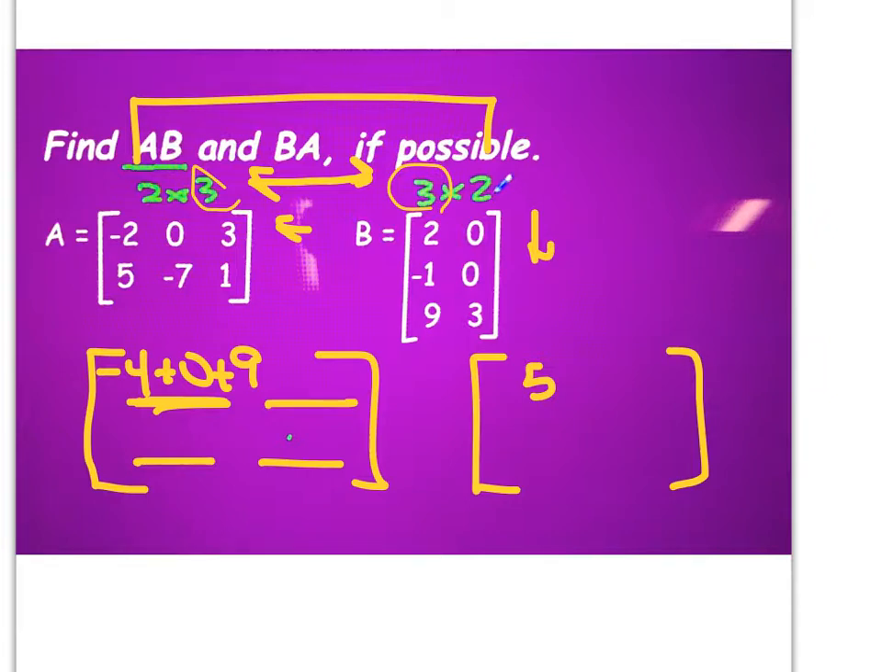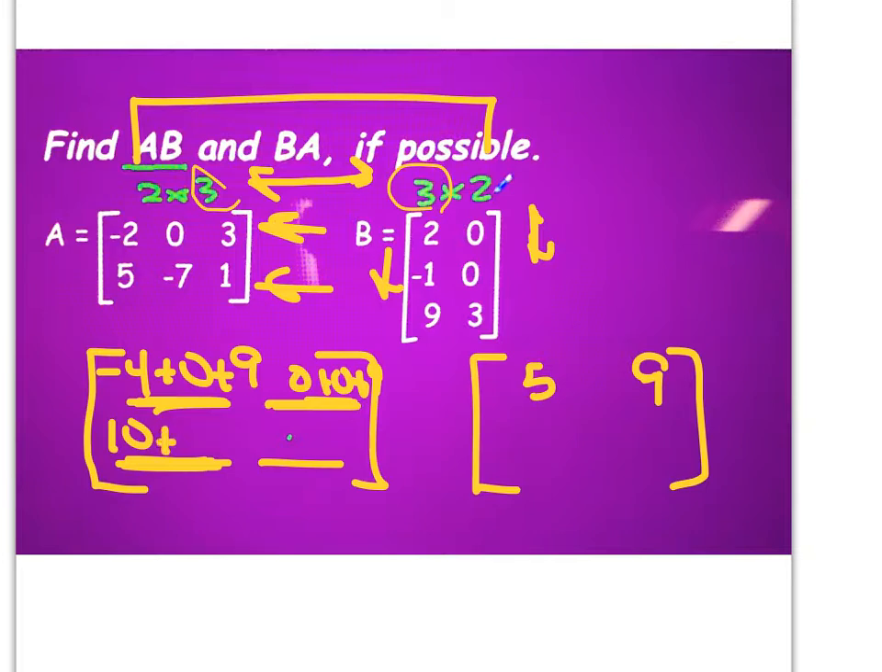Then on my second spot, I'm still in the first row, but now I'm in the second column. So I'm going to do the first row of this one again, second column of this one. Negative 2 times 0, 0 times 0, and 3 times 3 is 9. So my second number here is 9. Now, when I get to this blank, I'm going to do the second row of this one times the first column of this one, because that's where this is located, second row, first column. 5 times 2 is 10, negative 7 times 1 is negative 7, and 1 times 9 is 9. Add those up. I think that's 26.